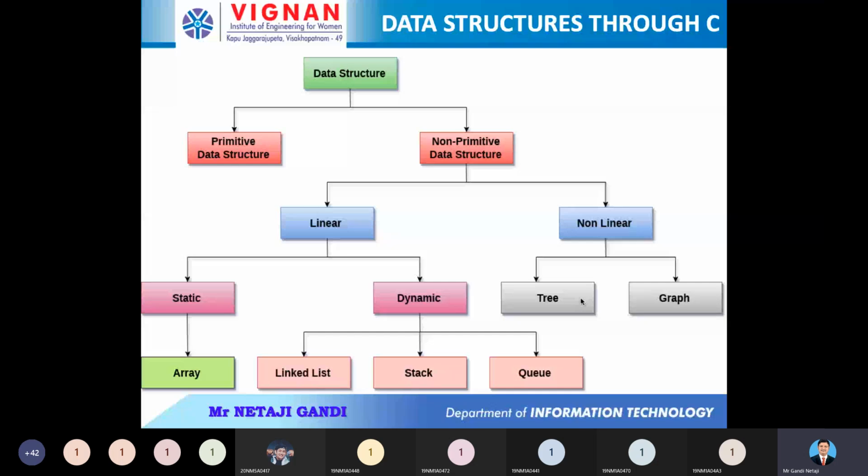Hope everyone can understand the introduction of data structures. Yes, sir. Girls, please respond. Yes, sir. I think time is over. Yes, sir. So many concepts are remaining.